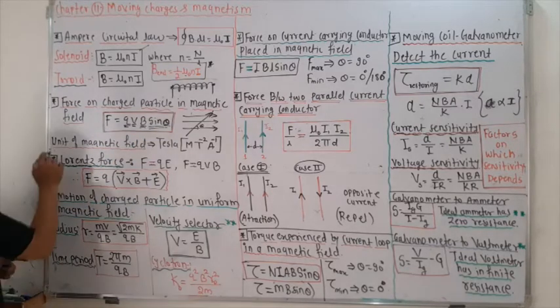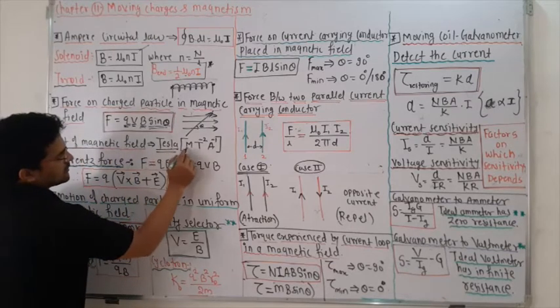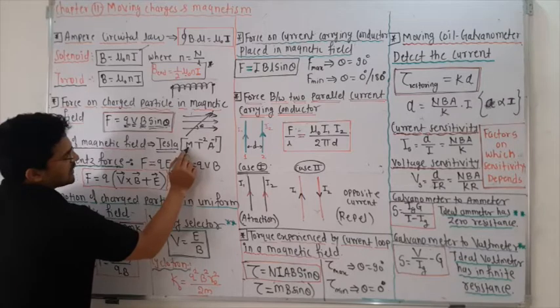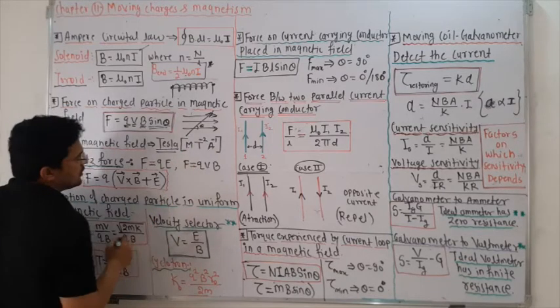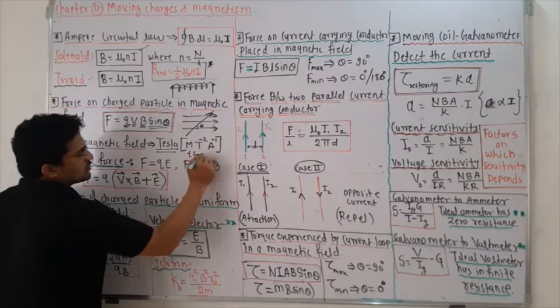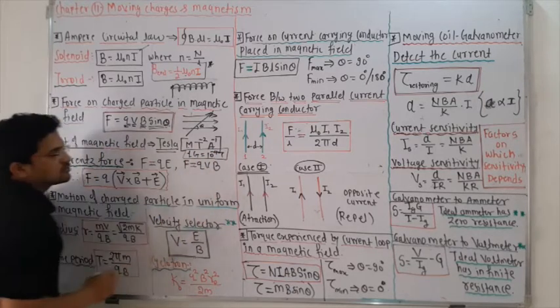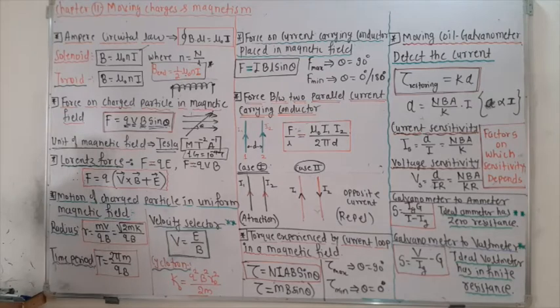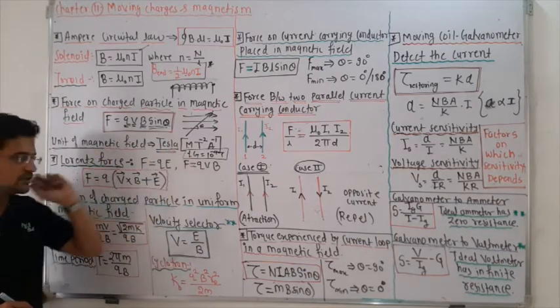Next is the unit of the magnetic field. The unit of the magnetic field is Tesla, and the dimension formula of the magnetic field is M T to the power of -2 A to the power of -1. There is one more unit, the Gauss. 1 Gauss is equal to 10 to the power of -4 Tesla. So remember that Gauss is another unit, and Tesla is the SI unit of the magnetic field.